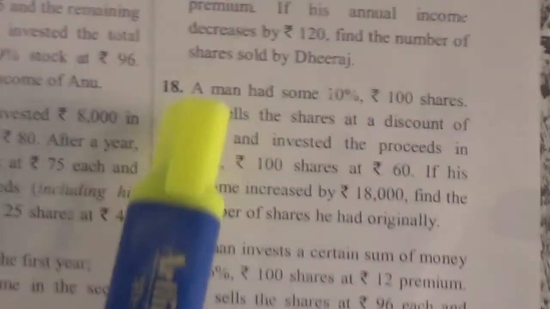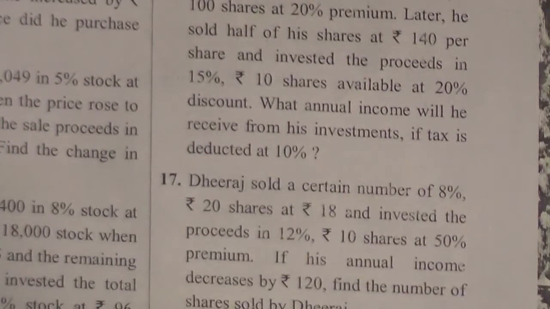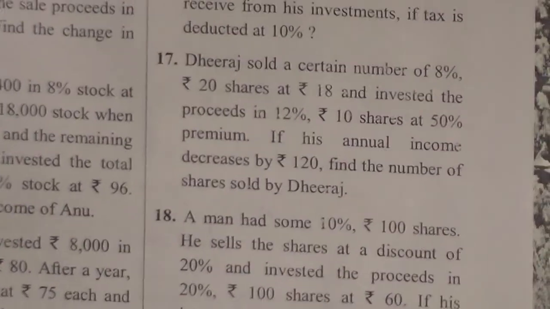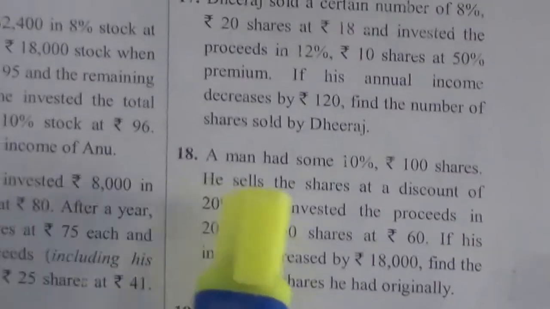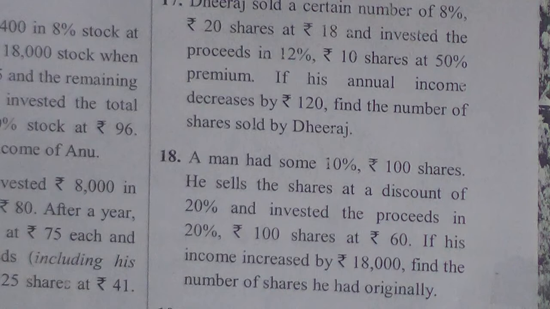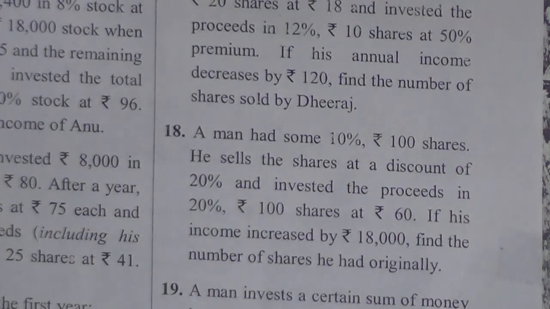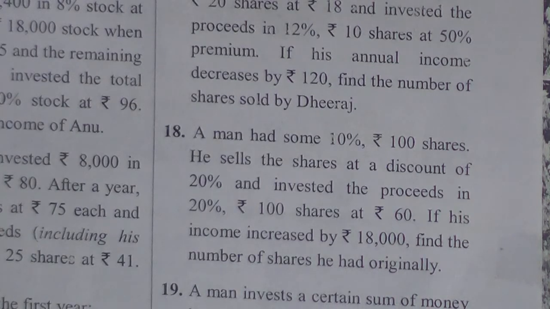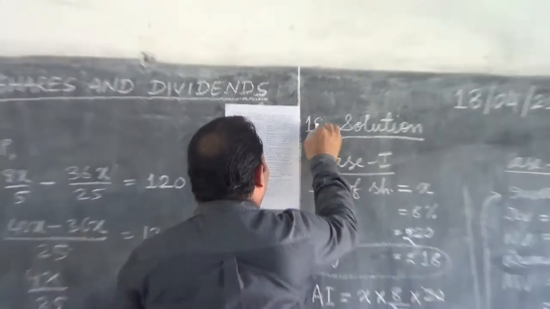I hope children can do question number 18, because in question number 17 and 18 only the figures are different. They sold some shares. That means a man had some shares. Instead of had, you think sold some shares, and again you will take number of shares X. Even in question number 18, number of shares X. Dividend is 10% instead of 8. I am showing you the direction how to do it. I will not solve this fully, but just giving you some idea.